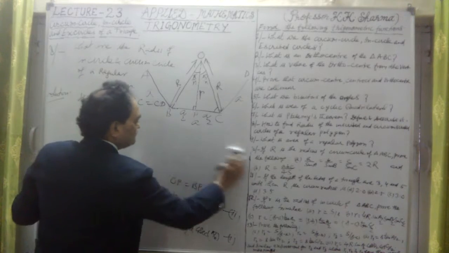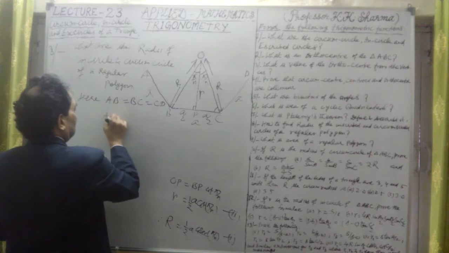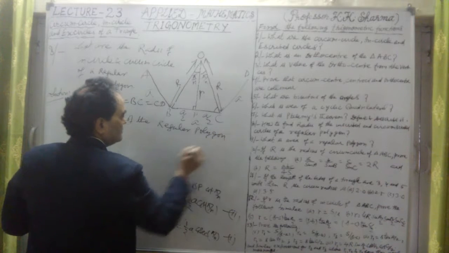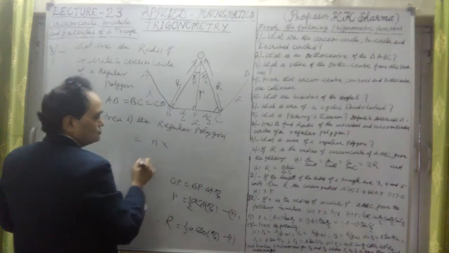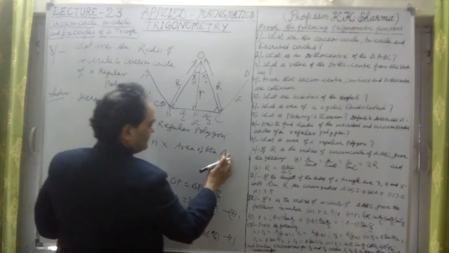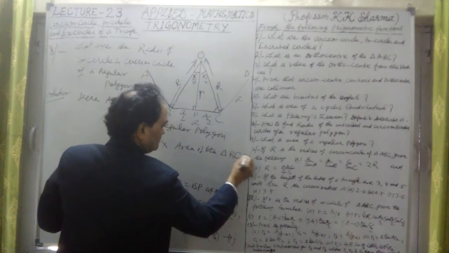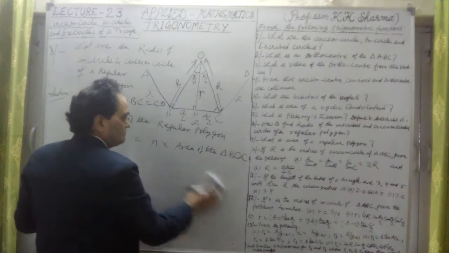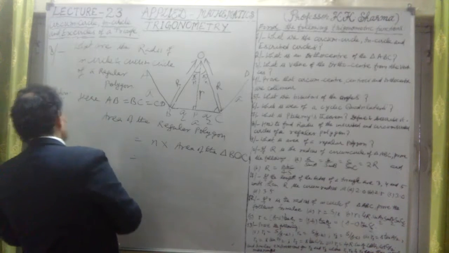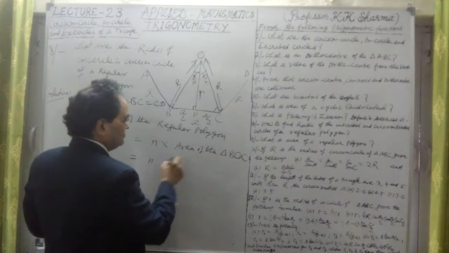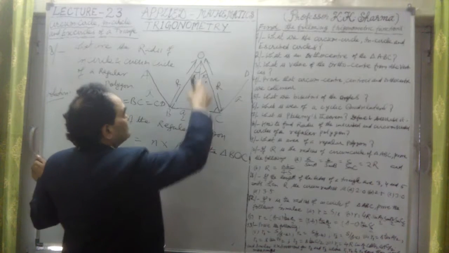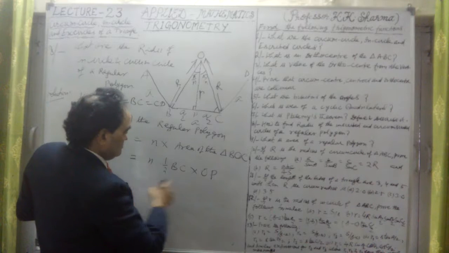Now, what is the area of the regular polygon? The area of the regular polygon we have to find is equal to n into the area of the triangle BOC, since there will be n number of such triangles. Area of the triangle is half base BC into height OP. OP is the height.